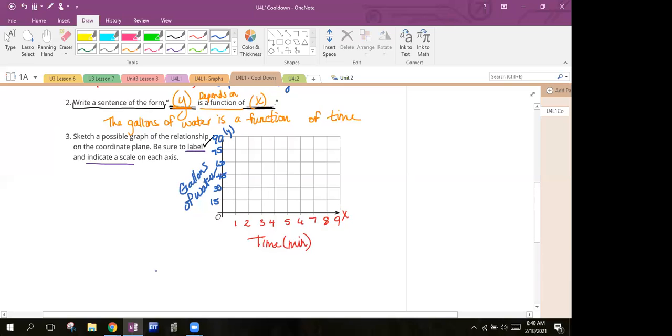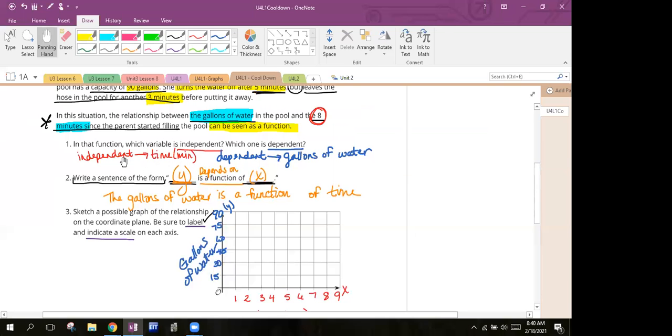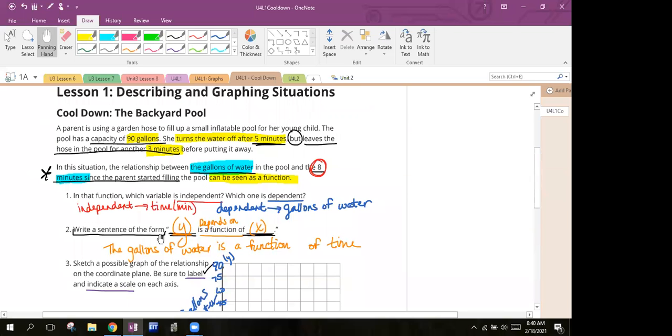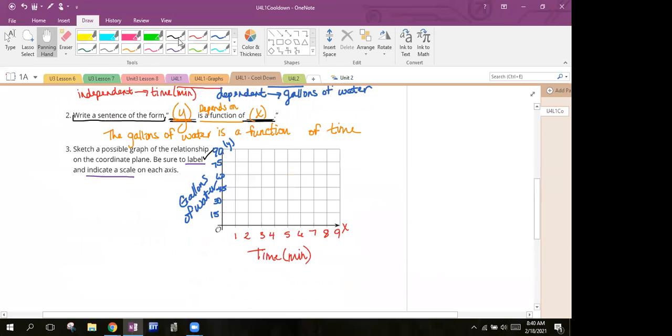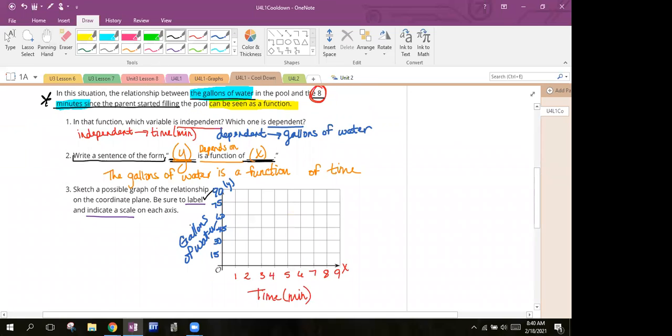Now, this time, they do give us information about what my actual function is going to look like, so when I graph it, I actually have something to go by. We're filling up this pool, so obviously the gallons are going to start filling up as soon as the time starts. Before time starts, how many gallons of water are going to be in this pool? 0. So my graph is going to start down here at the origin, right?